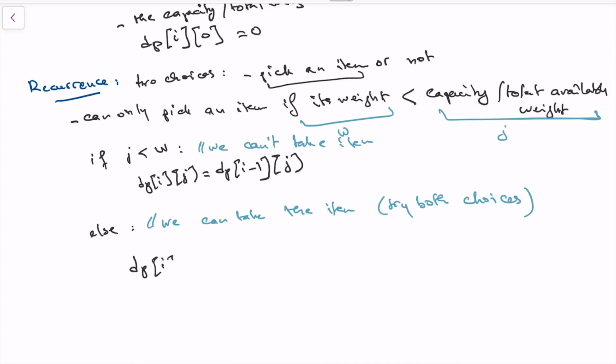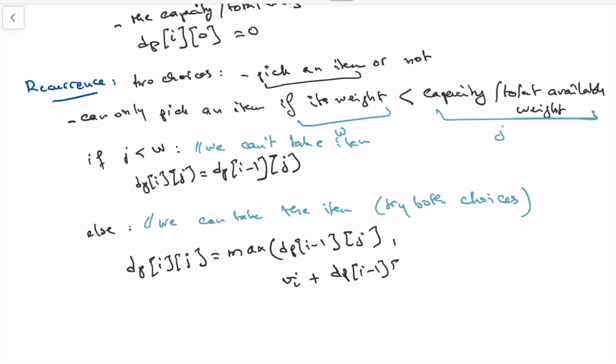Now otherwise we have to try both. The first one is not taking it, which is just dp of i-1 and j, and the other one is taking the item, which means we have a new value because we've taken the item i, so the value is v of i, plus considering the sub-problem. Once we take the item i, we have to get the best solution for i-1 items. And the total weight now is just j minus w of i.